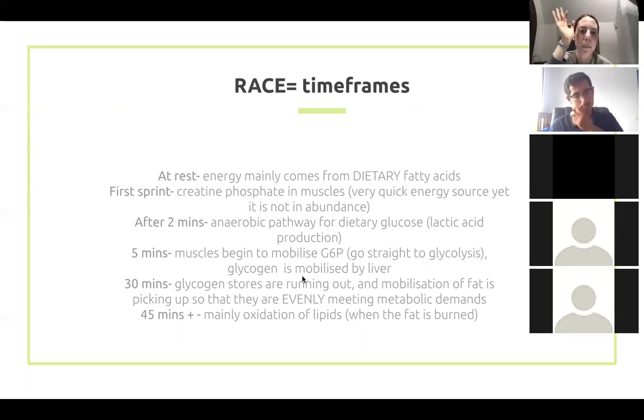Then at the 30-minute mark, I've seen a couple of questions about this. This is when you have even usage, though it's not even in the sense of using 500 grams of fat and 500 grams of glucose. It's when all of your energy needs are met by metabolism of both fats and glucose.